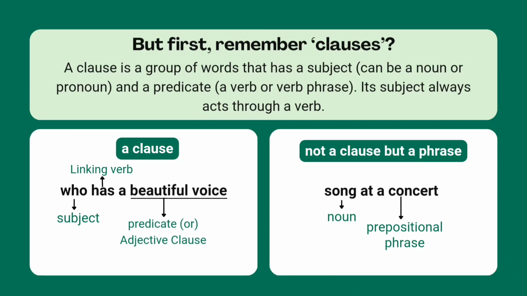Now see another sentence, singing at a concert. In this sentence, there is no subject. So if there is a subject, it is called a clause. If there is no subject, it is not a clause, but it is a phrase.